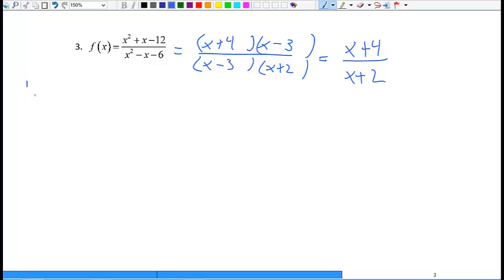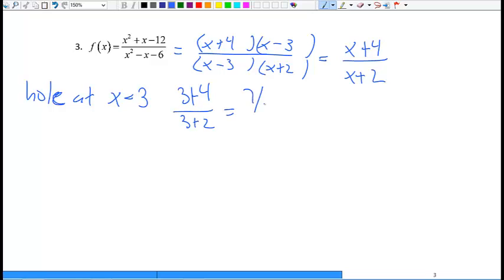Okay, so I have a hole at that common factor. So there's a hole at x equals 3. Okay, well, what's the y value opposite that x value? So I'm going to go into the reduced form. So 3 plus 4 over 3 plus 2, which is 7/5. Okay, so I have a hole at 3 comma 7/5.